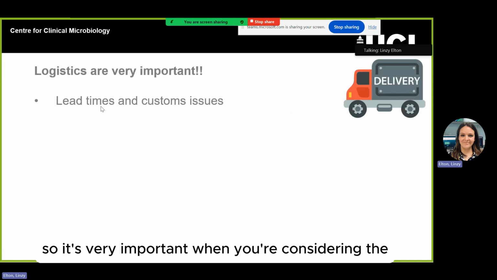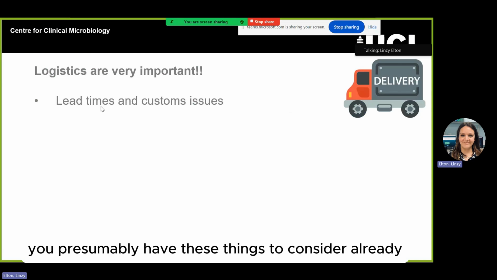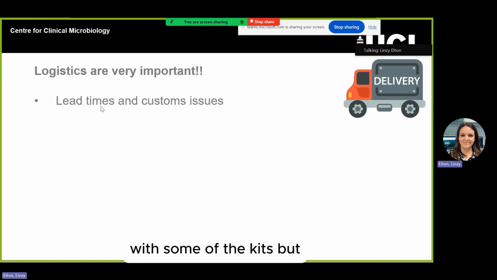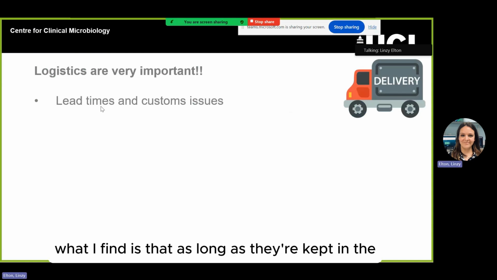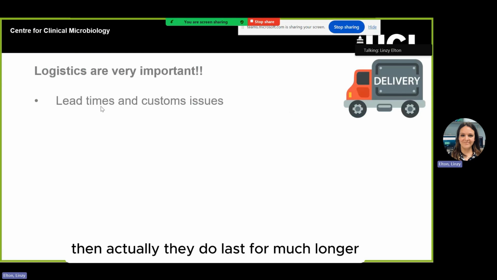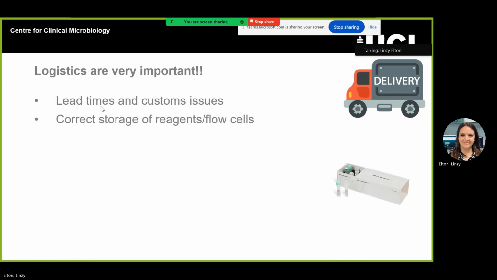So it's very important when you're considering the use by dates of these items. Obviously, you presumably have these things to consider already with some of the kits. But the flow cells, in theory, have a warranty of about 3 months. What I find is that as long as they're kept in the fridge at an appropriate temperature, then actually they do last for much longer, but the warranty is for 3 months.